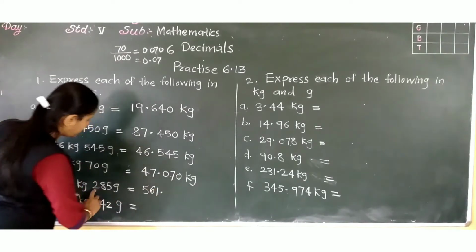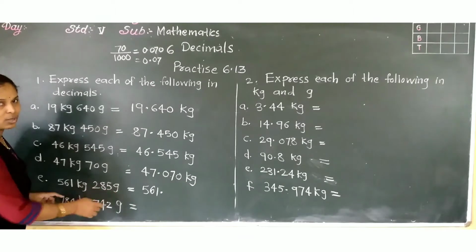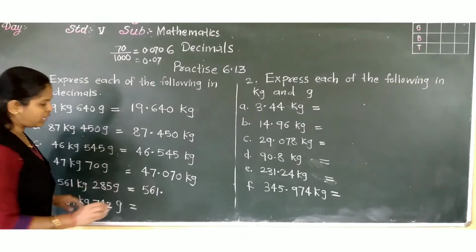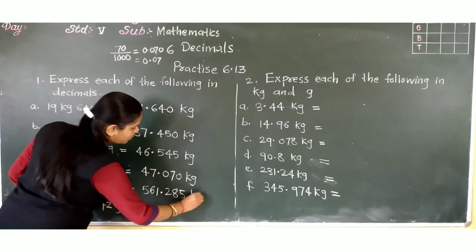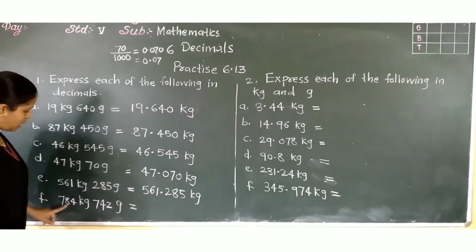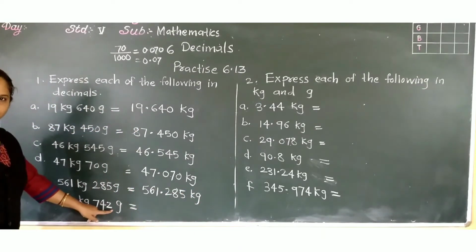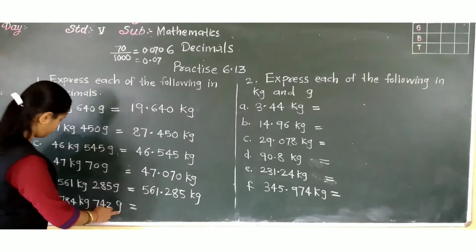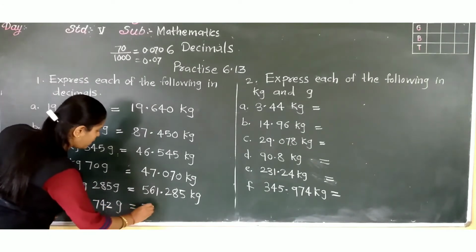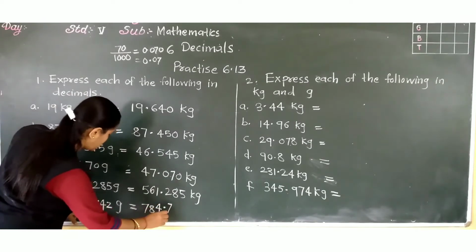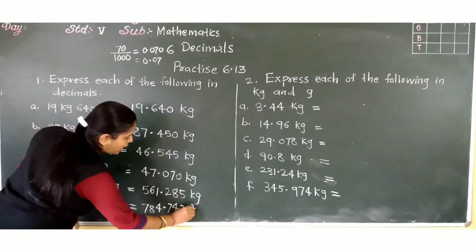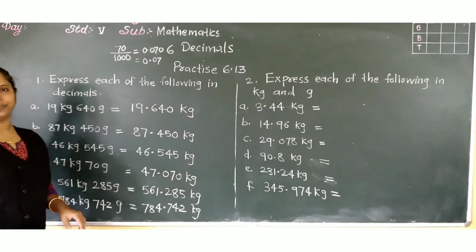561.285. When 3 digits are here in the gram part, we can directly write after decimal, no problem. 285 kg. Now here also see 3 digits are there in this gram part. So 784 point. What will be there in the decimal part? 742, and we have that many kg.